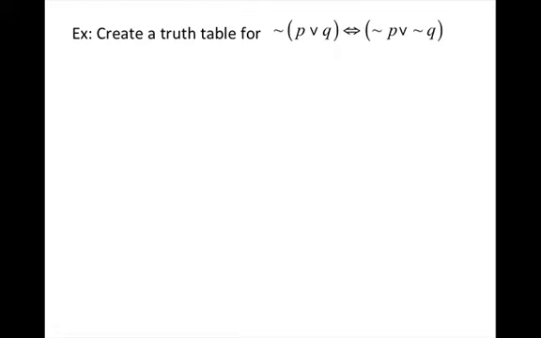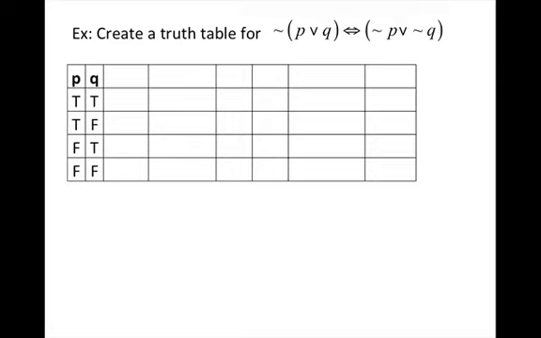Let's look at another example. I want to create a truth table for not P or Q, if and only if not P or not Q. So I only have a P and a Q, so I'm going to have a 4-line table.